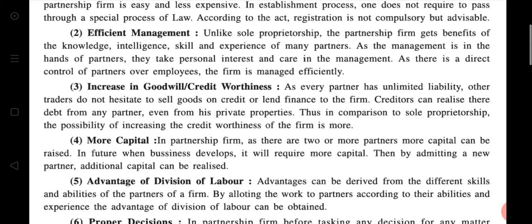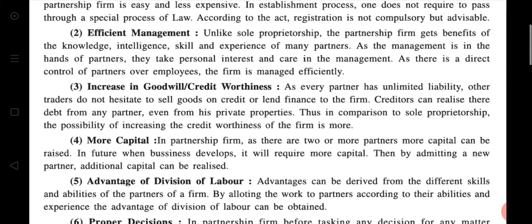Then the second point, efficient management. Unlike the sole proprietorship, in a partnership firm we get the benefit of the knowledge, intelligence, skill and experience of many partners, because in one partnership firm there are many partners with different types of knowledge, and they are all experts in different criteria. As the management is in the hands of partners, they take a personal interest and care in the management. As there is direct control of partners over employees, the firm is managed efficiently with different types of expert knowledge.